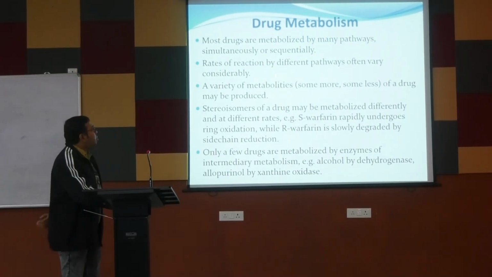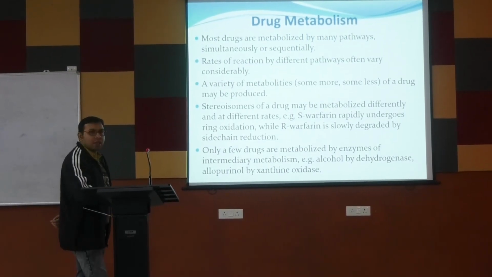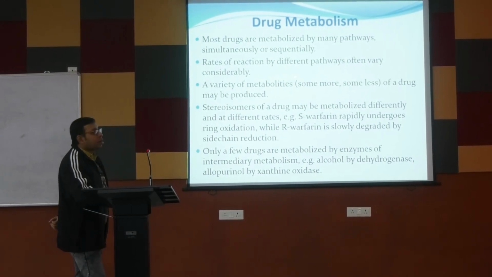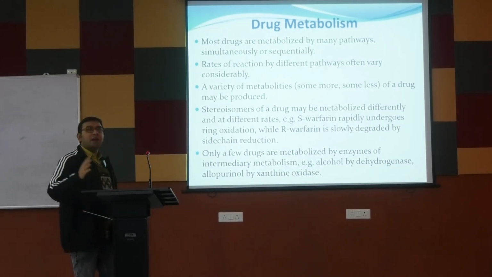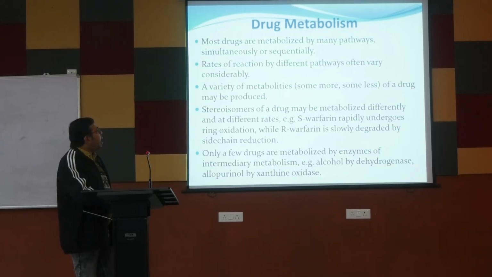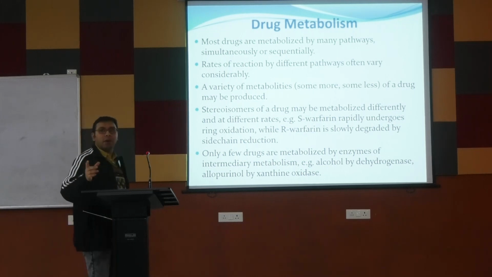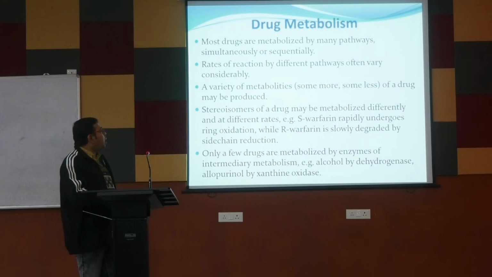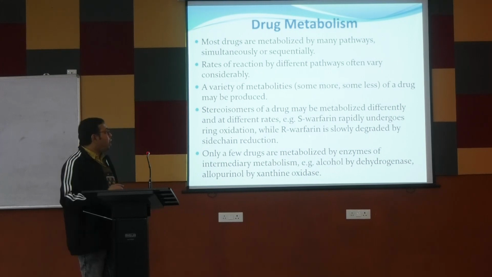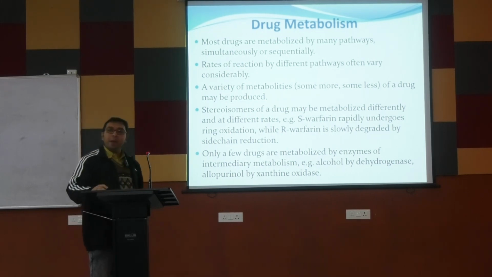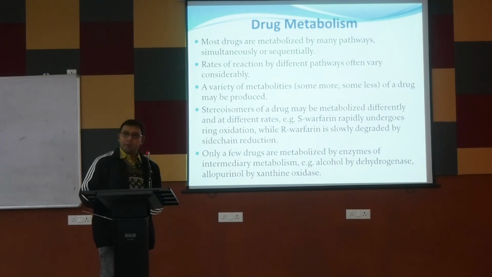So this is the basis. In drug metabolism, most drugs are metabolized by many pathways simultaneously or sequentially. Already you have seen that rates of the reaction by different pathways often vary considerably. Already I have shown person to person variation in there. Some are fast acetylators, some are slow acetylators, for example. A variety of metabolites are formed. Stereoisomers of a drug may be metabolized differently. Stereoisomers, you have read in chemistry, there may be S isomer, there may be R isomer, etc. Warfarin is an oral anticoagulant that has S isomer and R isomer. But the S isomer rapidly undergoes ring oxidation, the R isomer is slowly degraded by side chain reduction. That is the same drug, different isomers undergo different types of metabolism.